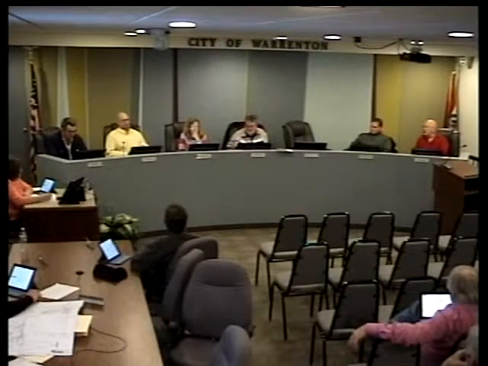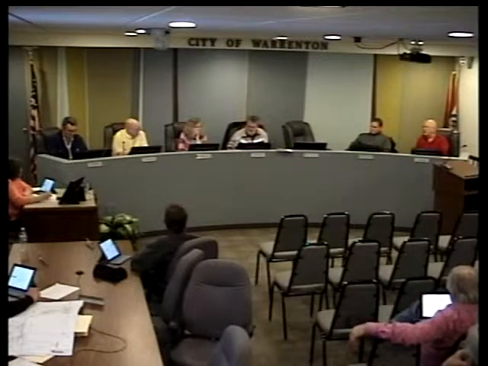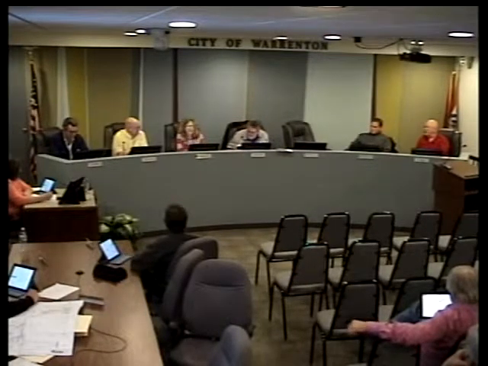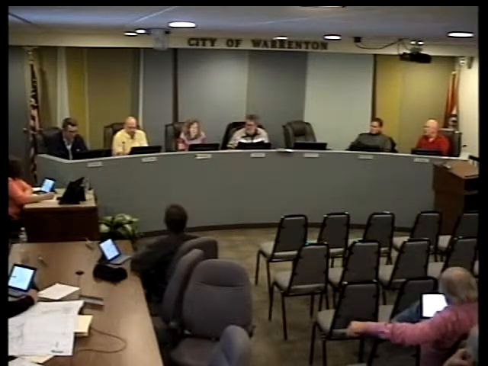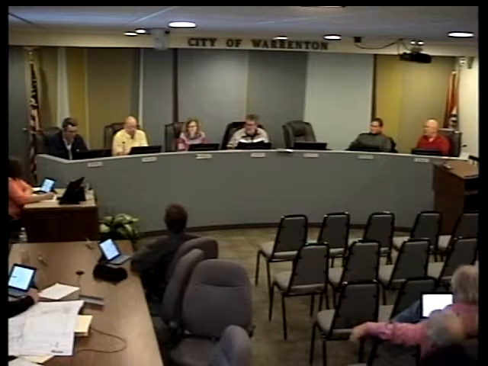Entertain a motion. Carefully worded. Okay, I'll give it a go. I would make a motion to approve the site plan as presented with the condition that there will be 13 parking spots on the property at all times in the future.